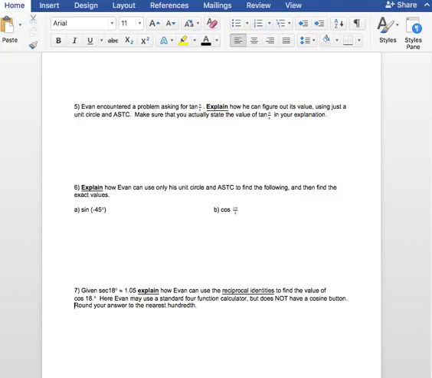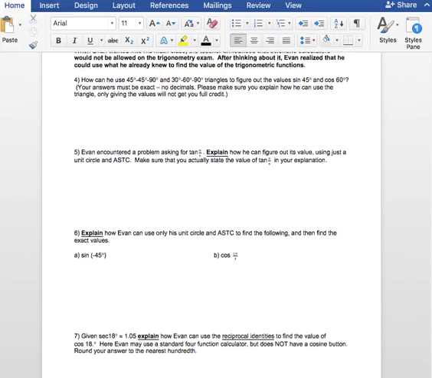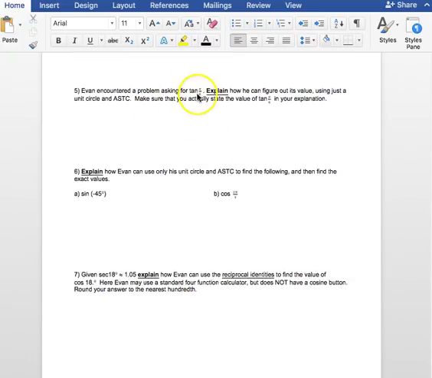So number 5, we are changing so that the directions say, Evan encountered a problem asking for tangent of pi over 6. So on his quiz, because it's talking about he's taking a trigonometry exam and he's not allowed to use a scientific calculator, meaning he can't use a calculator that has sine, cosine, and tangent buttons. So when it asks for tangent of pi over 6, he can't just type it into a calculator. You need to explain how he can figure out the tangent of pi over 6 using just a unit circle and our ASTC.